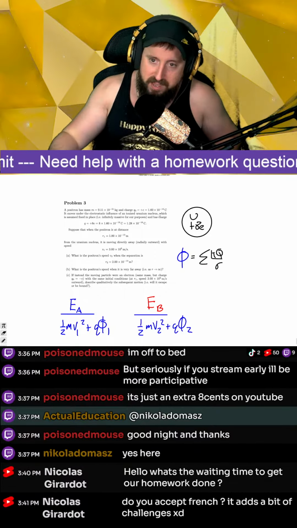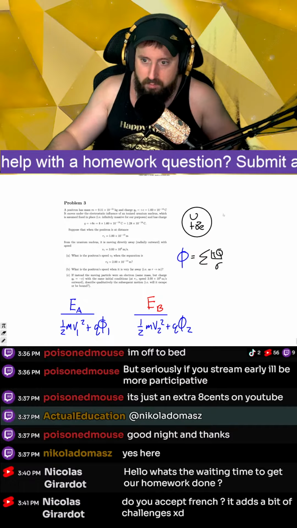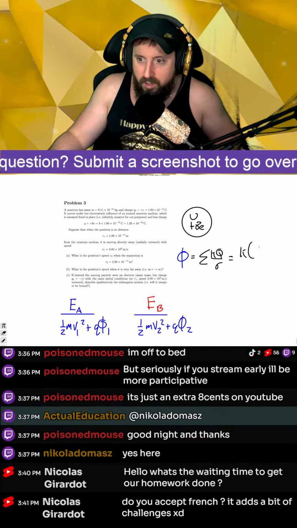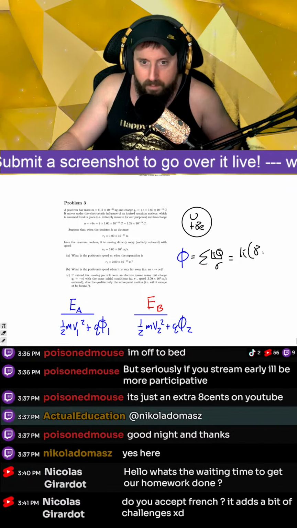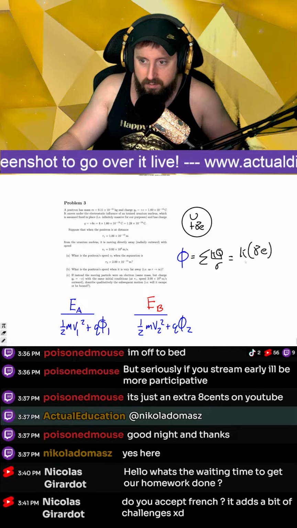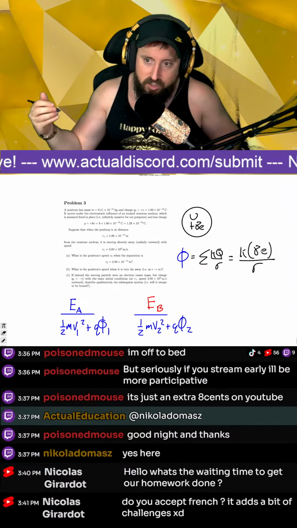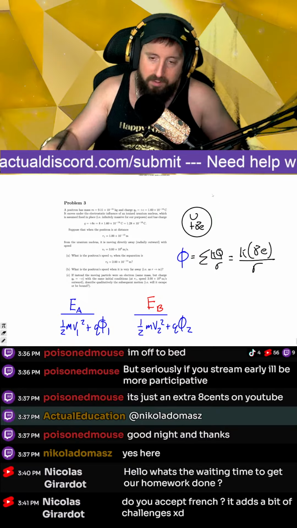So if I want to figure out the potential due to the uranium nucleus, this is going to equal k times 8e all over r. So r is the distance you are away from this, okay?